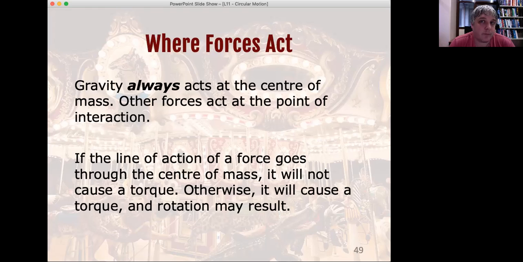For a force, if the line of action of the force goes through the center of mass, then it will not cause a torque. Right? It won't cause a torque because you're pushing directly in line with that center of mass. But if your force does not line up with the center of mass, that means you do have a lever arm. The line of action has some distance to your center of mass, and then it can cause a torque. It can cause the object to want to rotate about its center of mass. Rotation may result. I say may because it doesn't always result depending on the rest of the scenario.